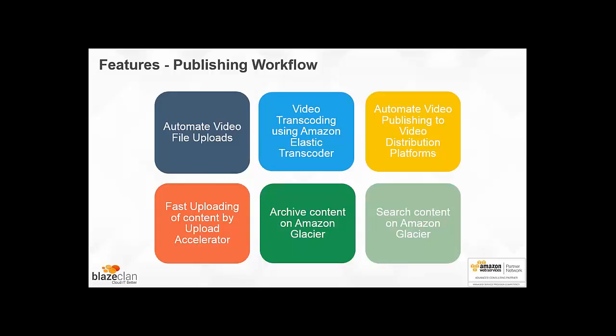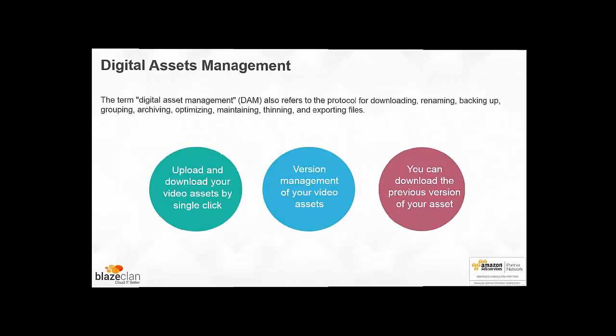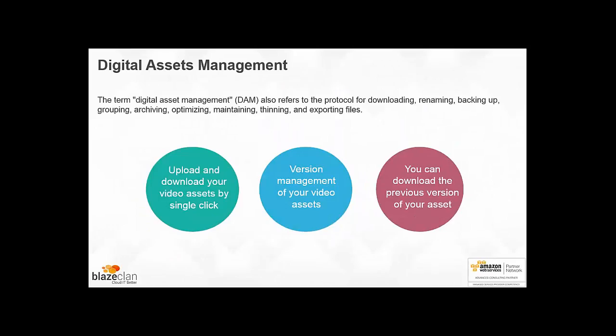Obviously, once you have the content, once you have published it, you don't need it. You can archive it in very low cost storage called Amazon Glacier. We have also given a facility for once you've archived it: how do I search it on Glacier? There is a way to search that content on Glacier so that you can quickly retrieve it when you want it. Again, as I said, very simple configurations, multiple presets available, easy search and retrieval, easy way to store it, very flexible, API driven, and most of the features are available out of the box.